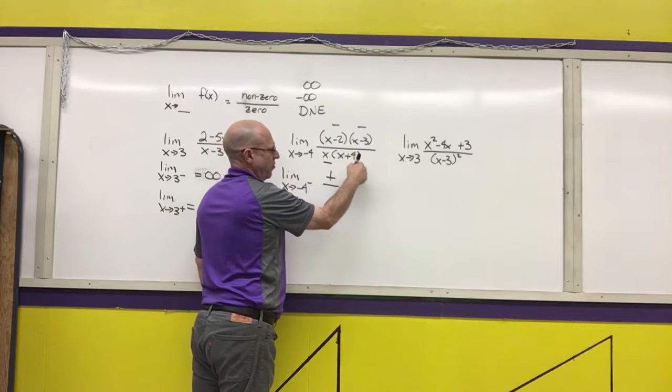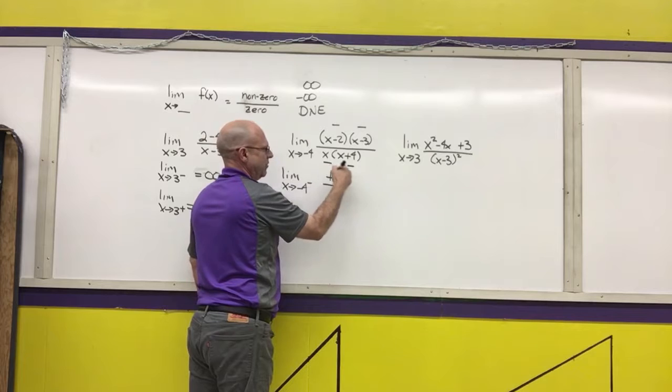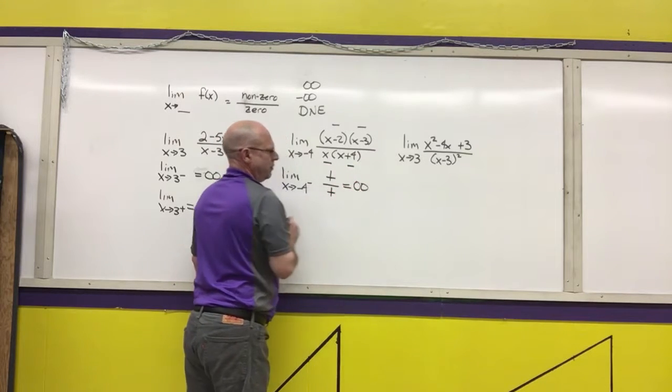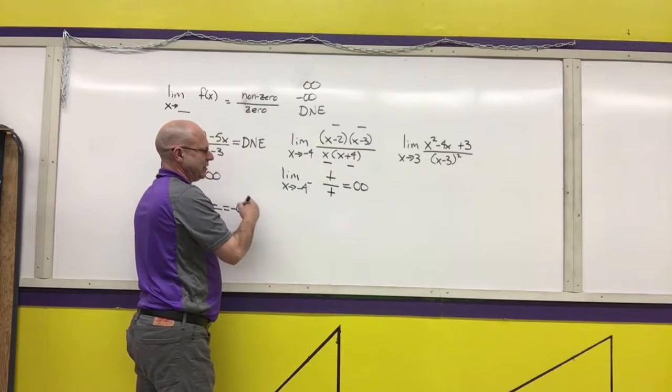Negative 5 plus 4 is a negative. A negative times a negative is a positive, and that would give me positive infinity for that side.